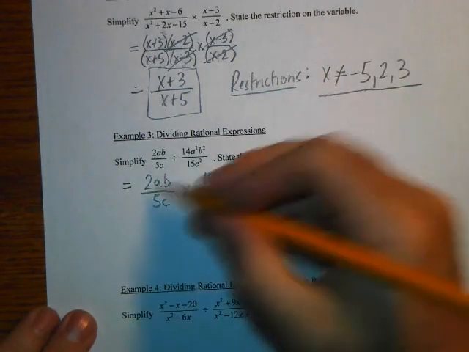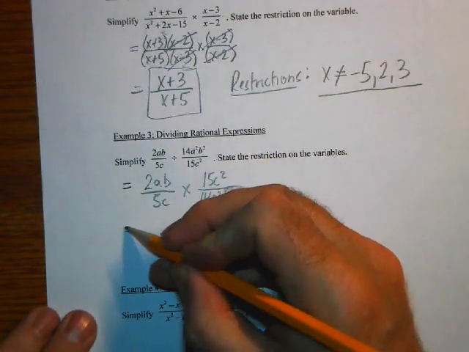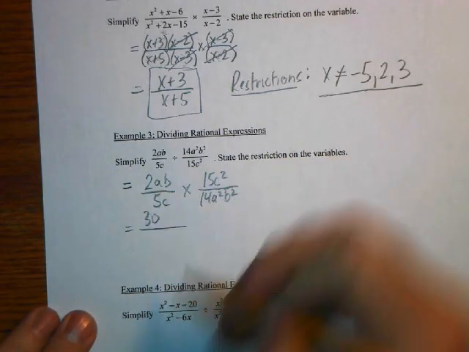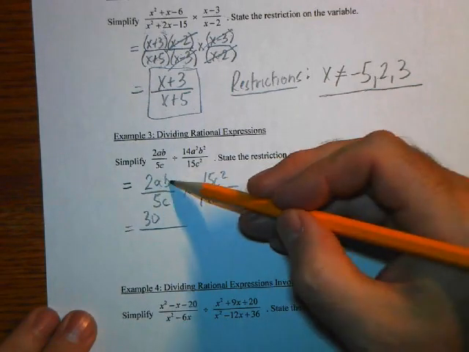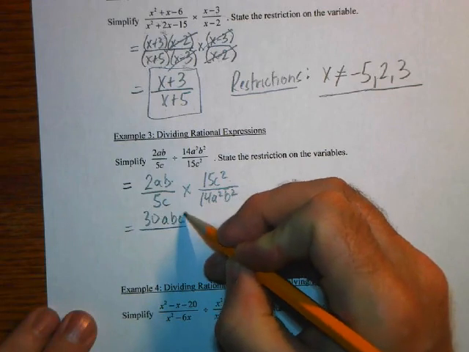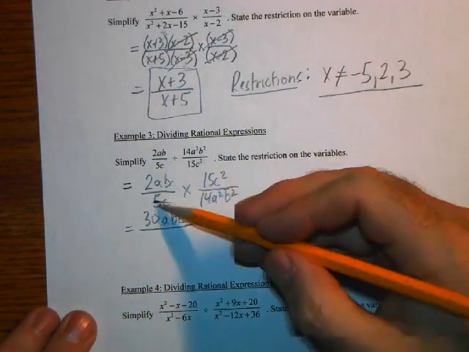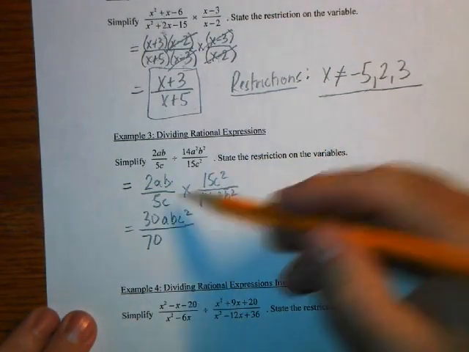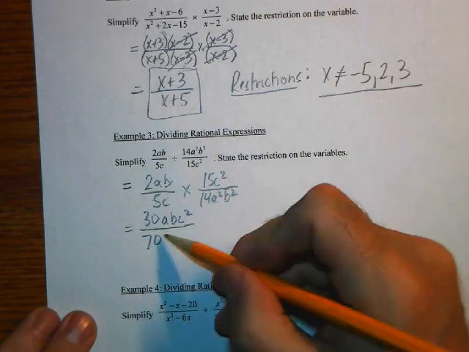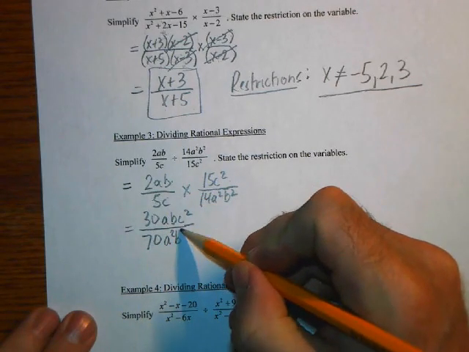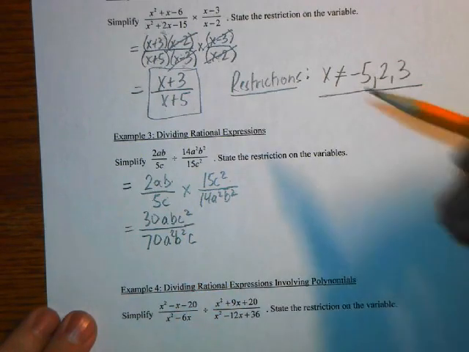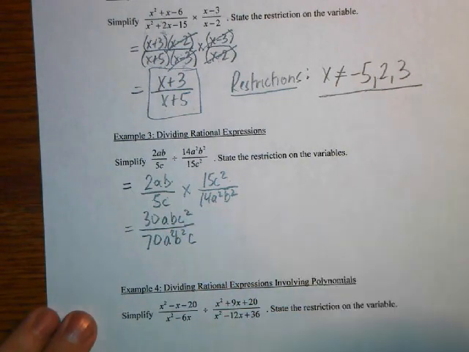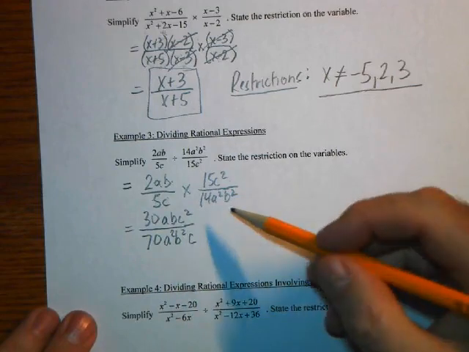Now I can combine, just multiply the tops, multiply the bottoms. So when I do that, I get 2 times 15 is 30. And then I've got an a, a b, and a c squared. So a, b, c squared on the top. On the bottom, I've got a 5 and a 14, so multiply them to a 70. And then I've got a squared, b squared, c. Notice how I'm putting them in alphabetical order. The reason why I do that is so I can compare them a little easier. I'm not hunting for its twin on the other side of the division bar. Okay, so now we can actually start canceling stuff.